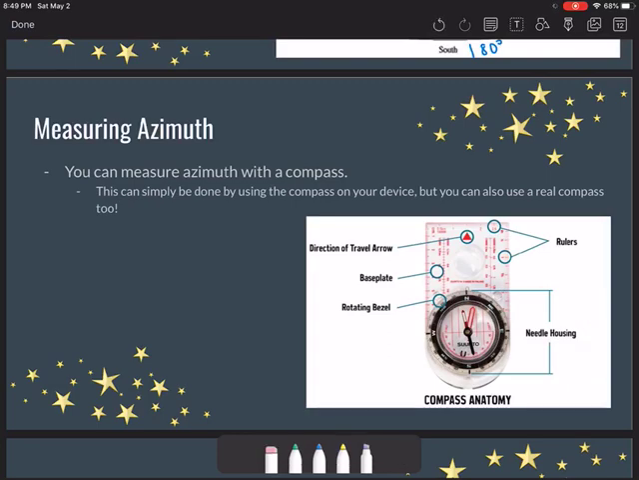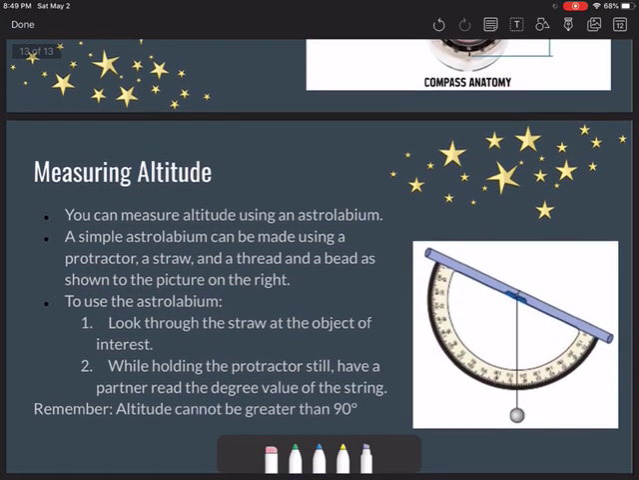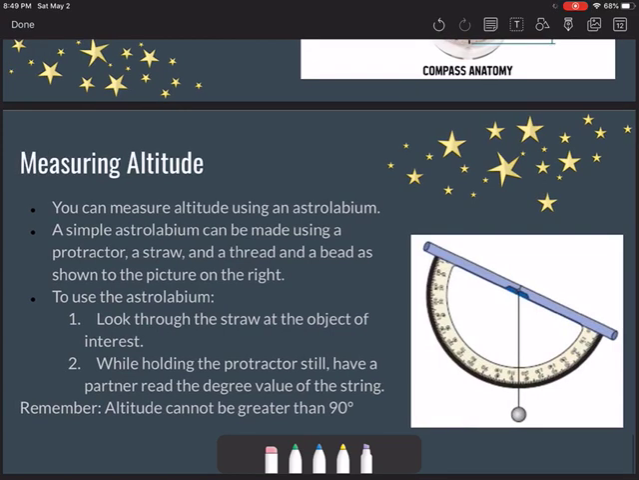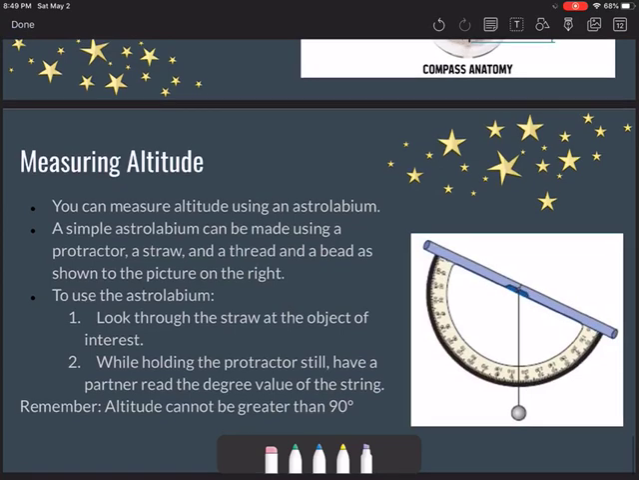In terms of altitude, it's a little bit more difficult to measure. It's not something you could use your device for. But you could use a simple device that you could actually make yourself, called an astrolabe. To make one, if you're interested in making one at home, all you do is take a protractor and tape a plastic straw to the top.